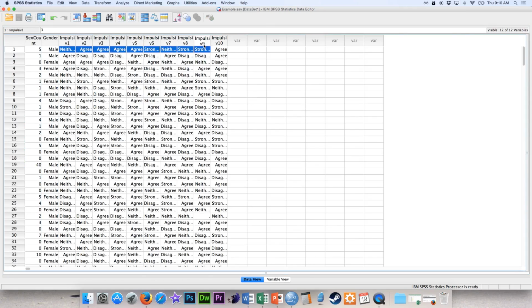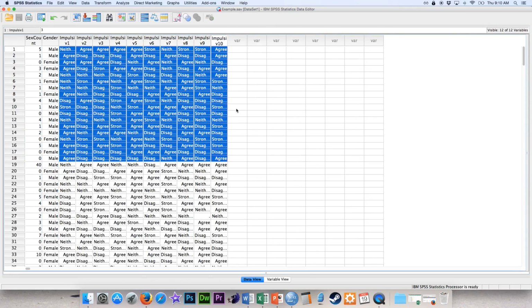But for impulsivity, right now it's a survey, so I have to convert that into one impulsivity score, and then I have to make that score categorical, so that I divide people into those who are high in impulsivity versus low in impulsivity, making that into two groups.